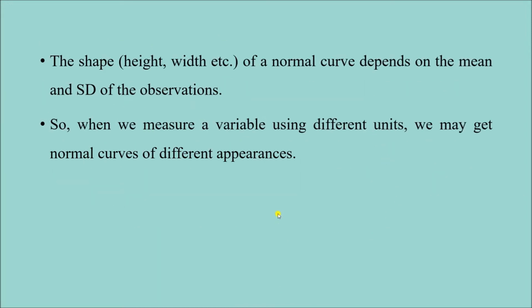We learned in our previous video that how a normal curve will appear depends on its mean and standard deviation value. So the shape of a normal curve, which can be its height or width, etc., depends on the mean and standard deviation of the observations. So when we measure a variable using different units, we may get normal curves of different appearances. If we measure the height of a person using inch, then we can have a normal curve of a particular shape. If we measure the height of the same person using the centimeter scale, then we can have another normal curve, but it may appear different.